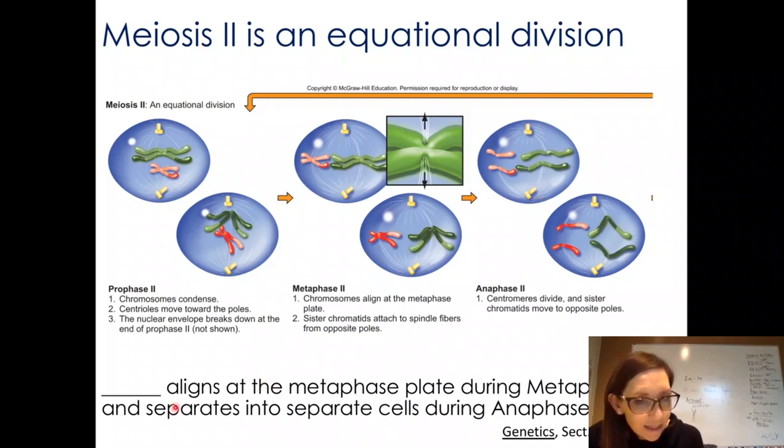Okay, so for this blank right here, individual chromosomes align at the metaphase plate during metaphase 2, and sister chromatids separate into separate cells during anaphase 2. Do we have a change in ploidy? No, because we still have one big, one small chromosome. It's a matter of whether they have their Xerox copy or they don't have their Xerox copy, but the ploidy number here is the same.